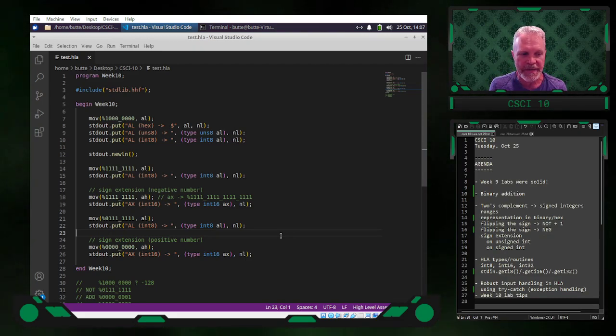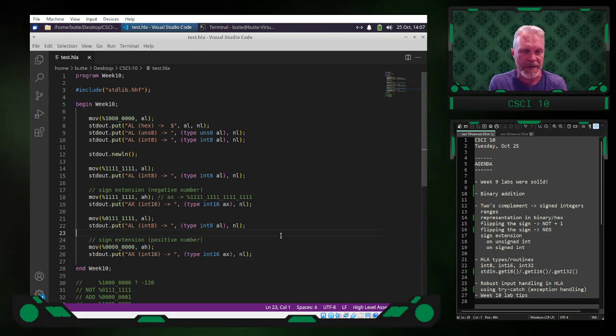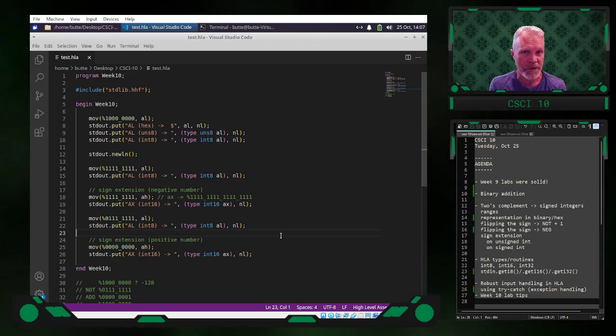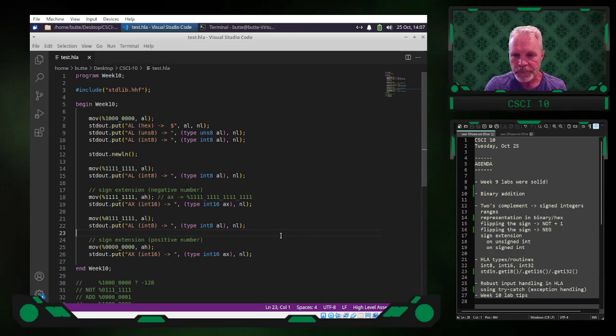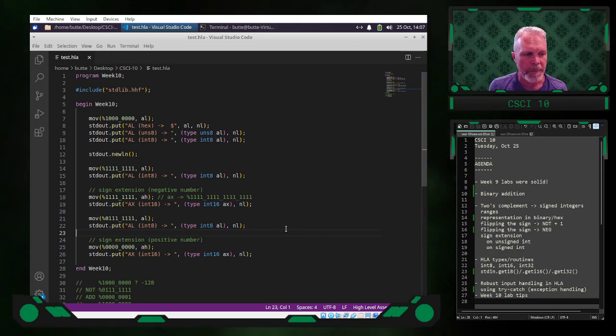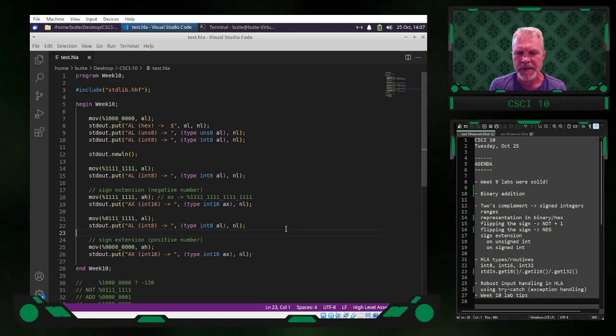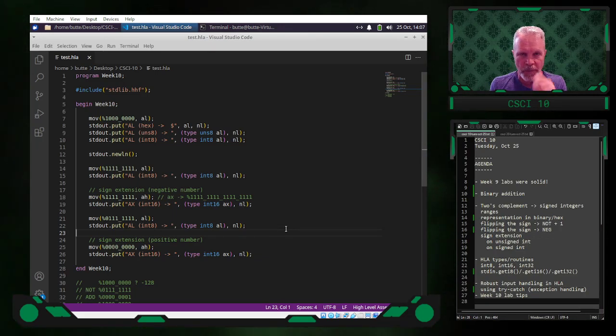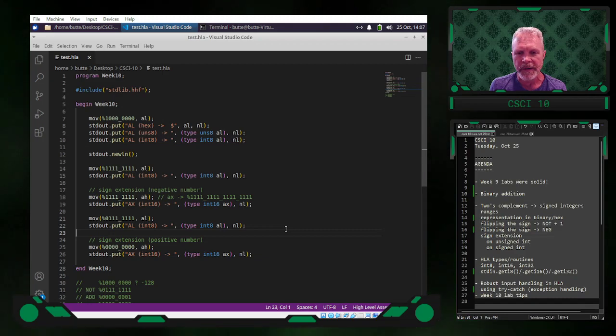Anyway, we won't see this anymore, so I wanted you to at least have a sense of what's happening when we start doing division on signed integers. All right, so I don't think I need to write that much more stuff here. I am going to do a quick example on robust input handling.